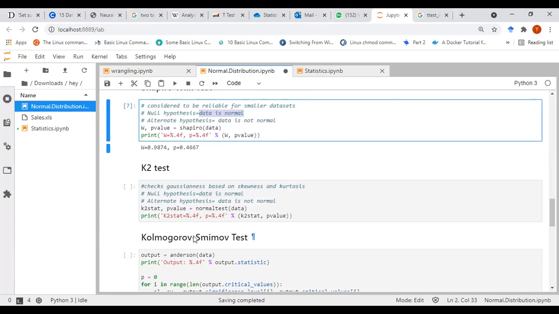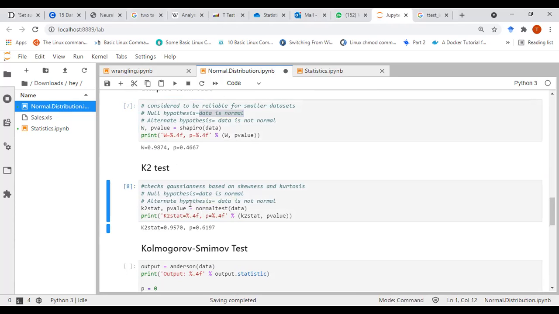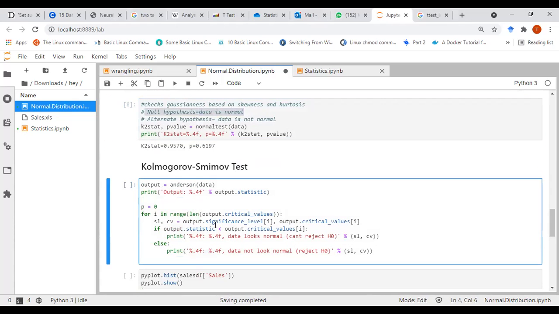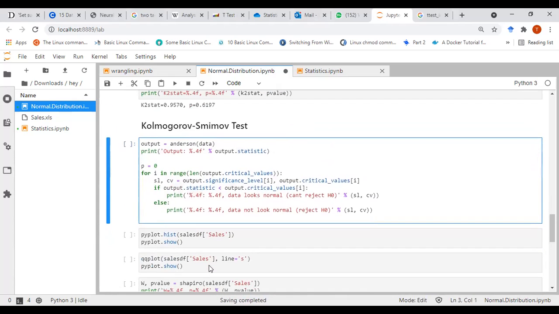Similarly, the other test is the normal test, which is, I think, I don't know why we call it the K2 test. In this case also the same thing, the null hypothesis is the data is normal. So again, it is telling the same thing. And the Kolmogorov-Smirnov test, I think this is the Kolmogorov test and this is the Anderson test, which we already did.